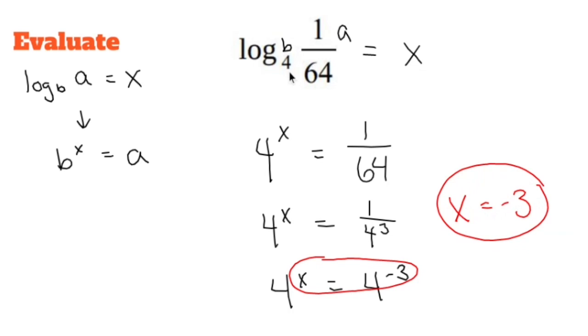So, what is log base 4 of 1 over 64? Negative 3. I probably shouldn't have circled this guy because there was no x in the original problem, but the answer is negative 3. So there you go.